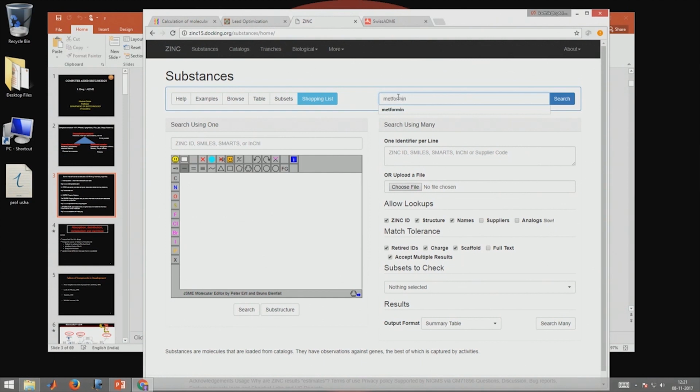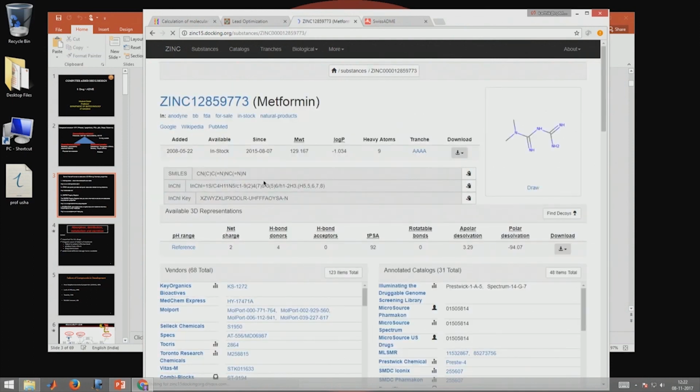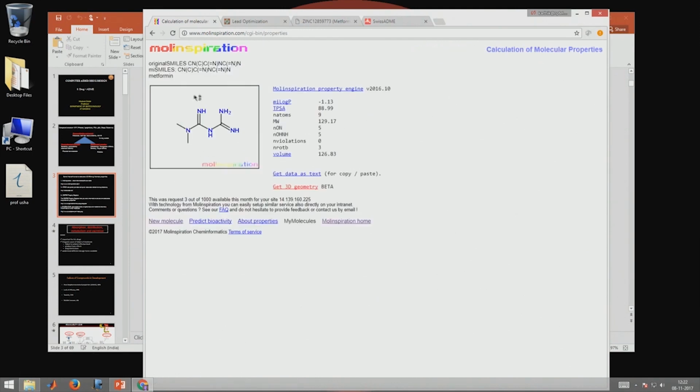Here I will show you metformin. If I search, okay, so this is metformin. Yeah, we can copy the smiles notation, okay, and then take it to the Mol Inspiration, and then we can enter the smiles notation. Okay, so metformin is taken here, and it gives you a lot of properties.